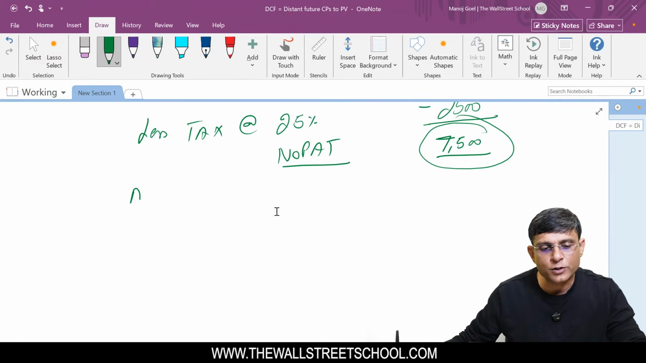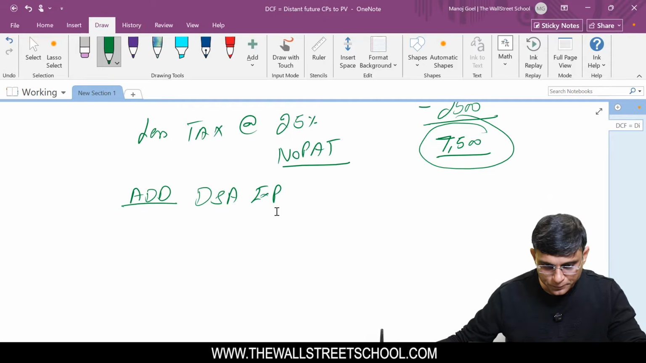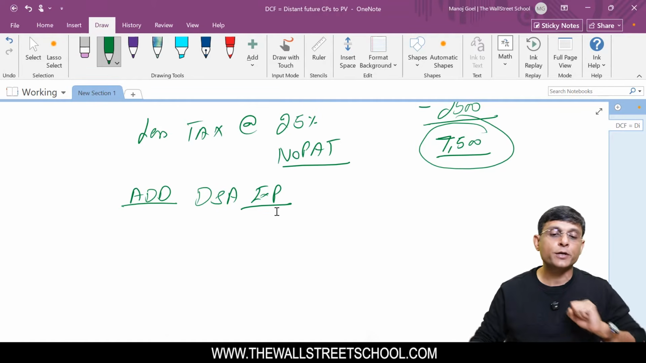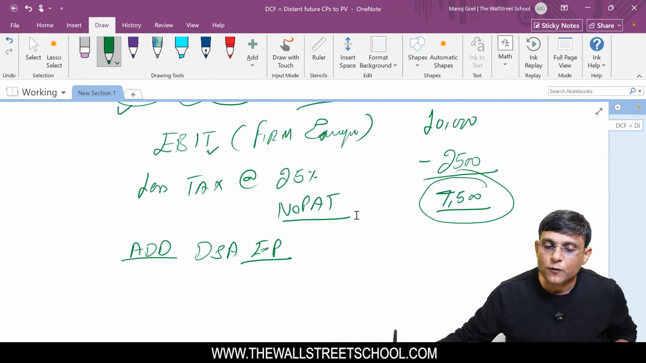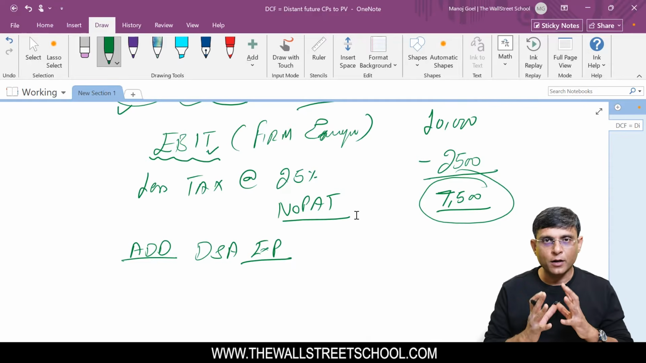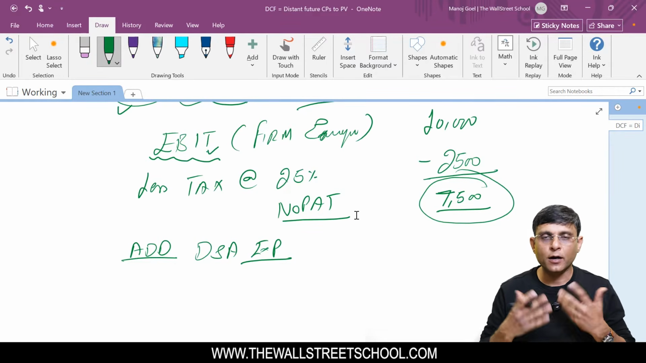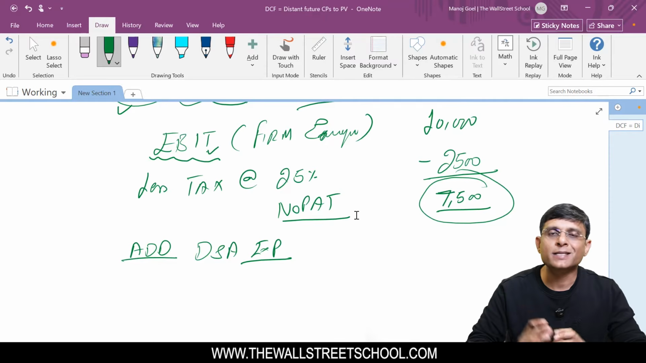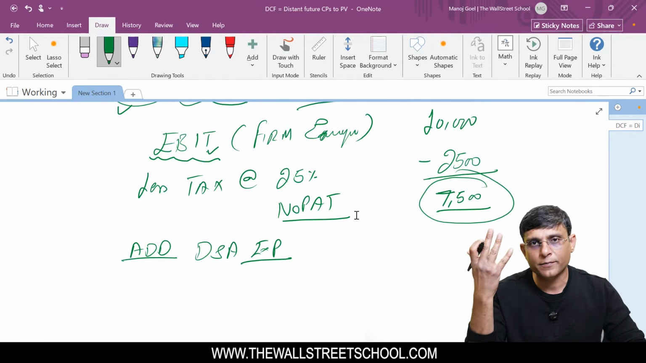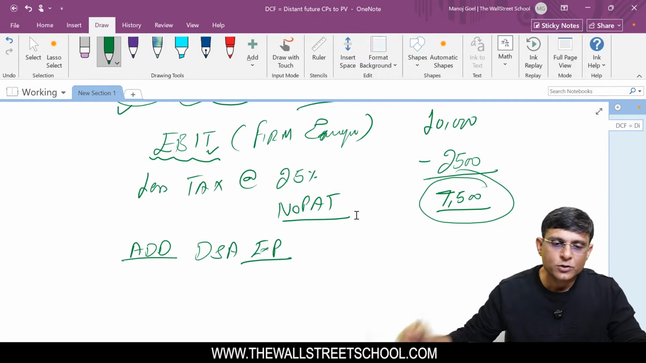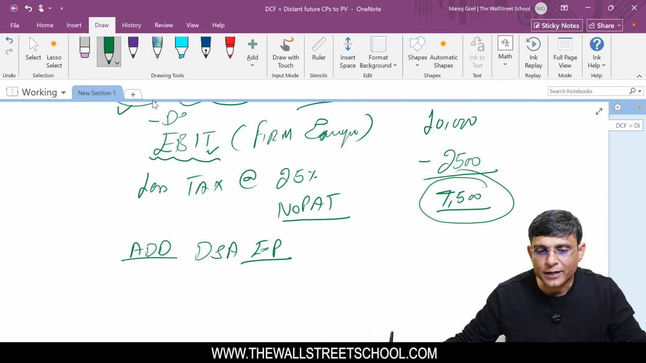Adjustment number 1, first of all, I add back depreciation and amortization expenses. Now, why am I adding back depreciation and amortization expenses? Guys, when I calculated EBIT, the operating profit of the business, earnings before interest and taxes, this D&A expense was deducted because it's a business expense, right? So this D&A expense was deducted here.